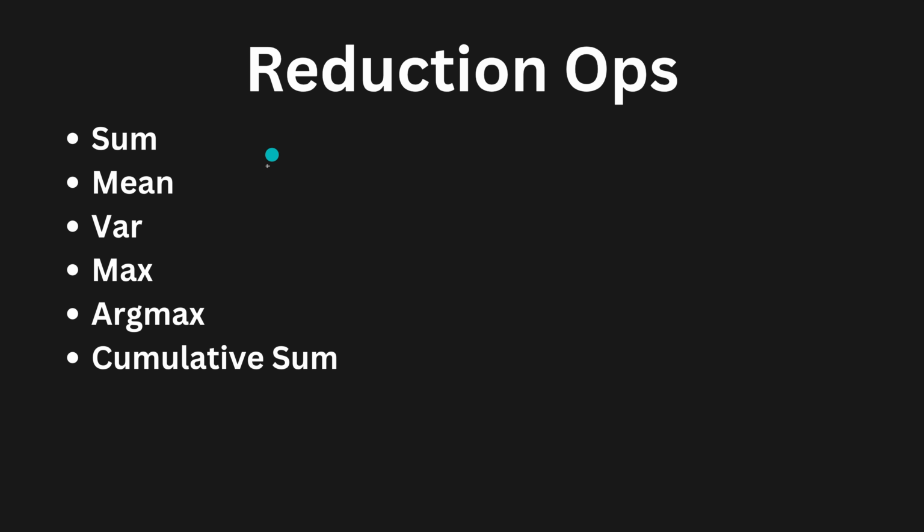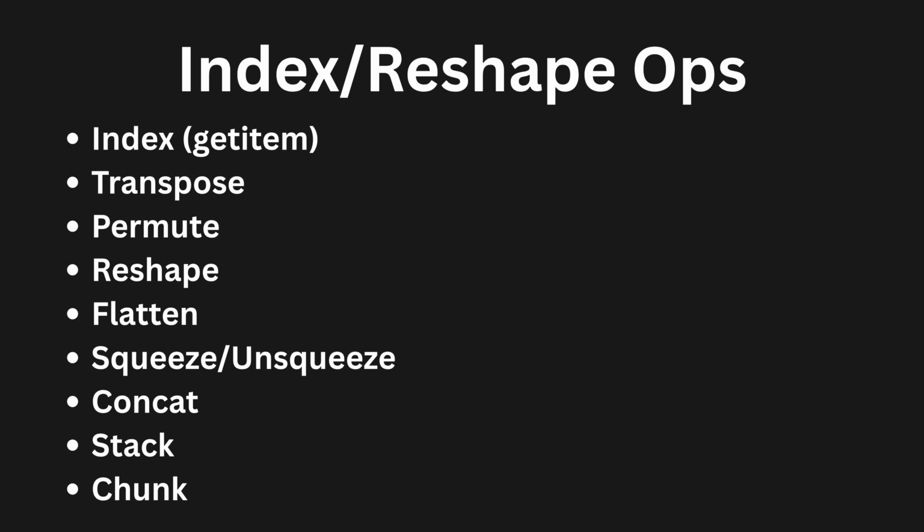And so reduction operations typically entail having some matrix, and you do some type of summarization along one or more axes, right? So standard setup there. And then we have indexing and reshaping, right? This is also pretty straightforward, but we want to be able to index our data. We want to be able to transpose or permute, reshape, flatten, squeeze and unsqueeze, which is adding or removing a dimension, concatenating data together, stacking data together, and chunking data. So these are all of the standard operations that we're going to need to implement.